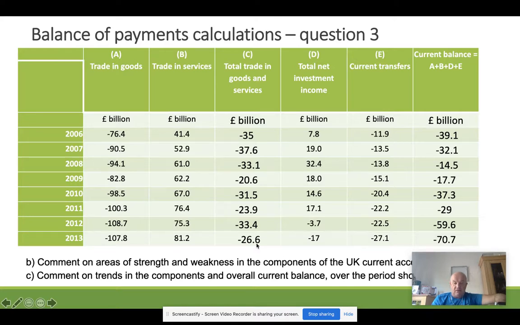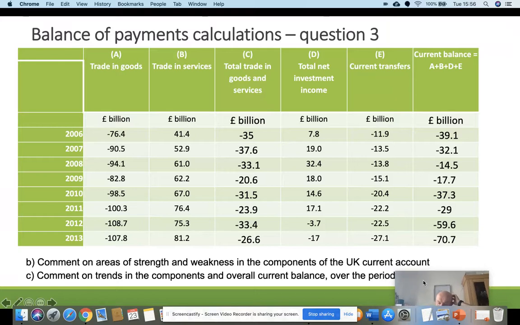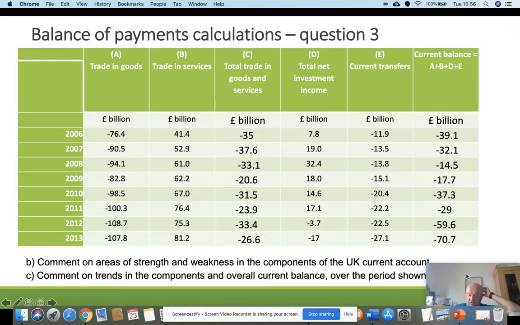So let's take a look then at where we are, and you can see that once these are filled in, there are some quite interesting figures provided there. Now again, some of the things that we'd like you to do based on those figures is to comment on areas of strengths and weaknesses in the components of the UK current account. Okay, so we can see that our trading goods is pretty much always negative. We sort of know that, don't we? We're not really a manufacturing-based country anymore, are we? We probably import more manufactured goods than we export. We don't probably, we definitely do.